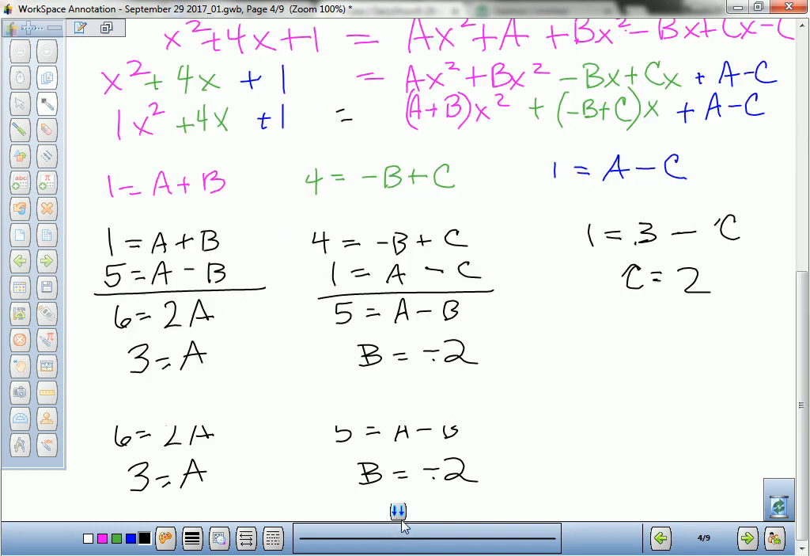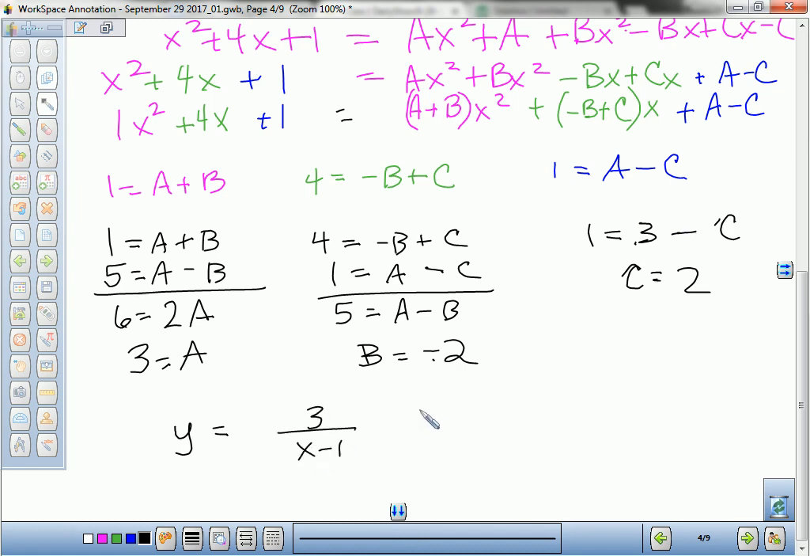But the thing is, I've done all this good work, and I'm not done. So it's a over the x minus 1 plus bx plus c over the x squared plus 1. So you put a over the x minus 1, and then bx plus c over the x squared plus 1.